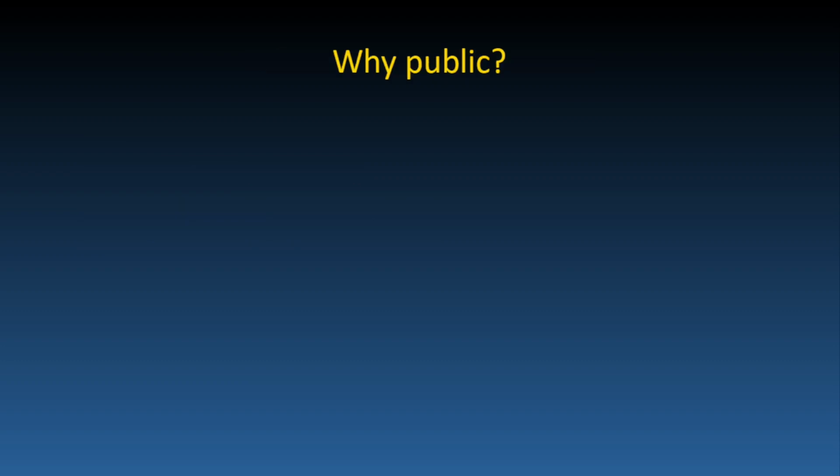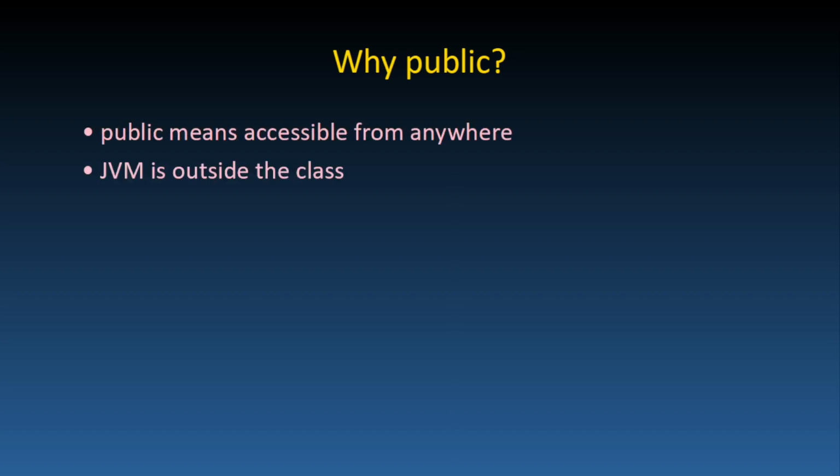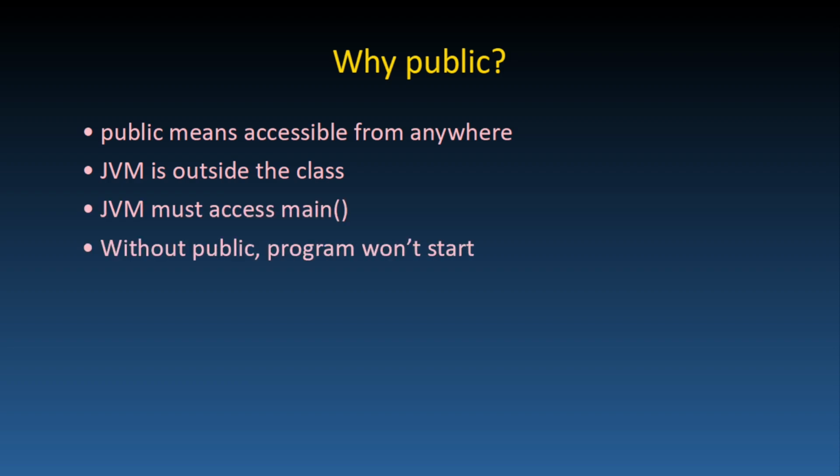Now let's understand why it's public. The JVM is outside your class. To start the program, the JVM must call the main method. And if the main method is not public, the JVM cannot access it. That's why the main method must be public, so the JVM can call it easily.